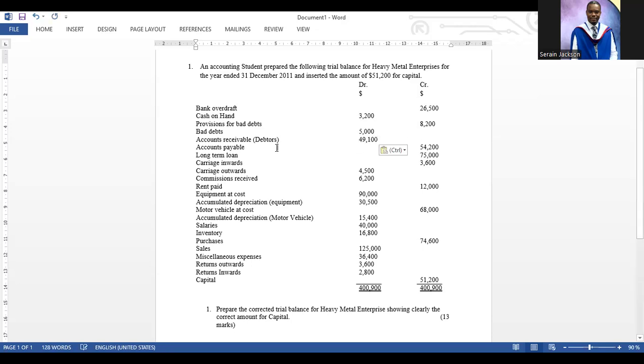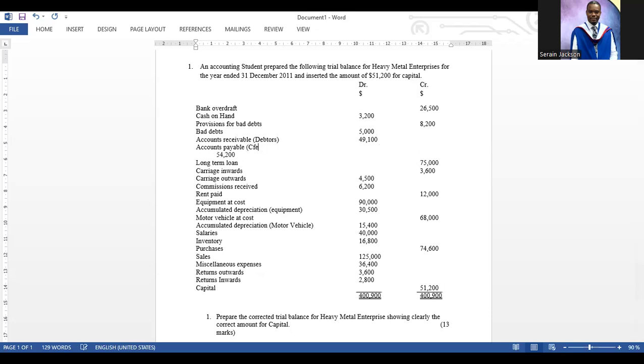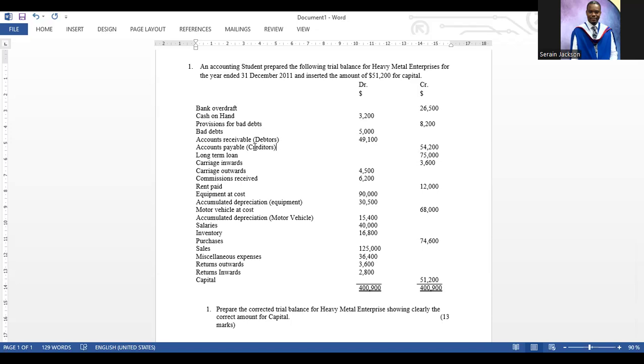Very good. Accounts payable is the same as creditors, right? So you will see it sometimes as creditors. And if you see creditors, you know that they're talking about accounts payable. Accounts payable or creditors is a liability to the business. So it should be on the credit side of the trial balance. And it is on the credit side. So that is good, right? A loan, whether long-term or short-term, is a liability to the business, right? And so it should be on the credit side, and it's on the right side.